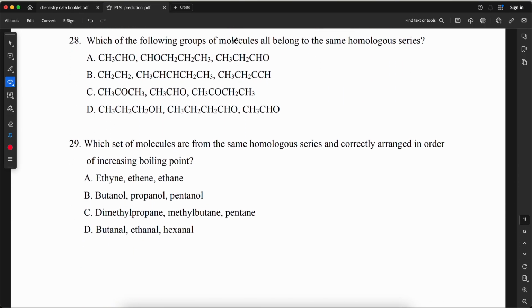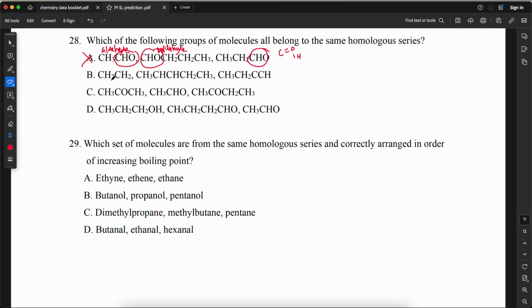Which of the following groups of molecules all belong to the same homologous series? If we see here, this one, CHO, aldehyde. This one, O, ketone. This one, CHO, sorry, this is also aldehyde. This is also aldehyde because CHO, and this is also aldehyde, CHO. So the answer is A because it has the same functional group.